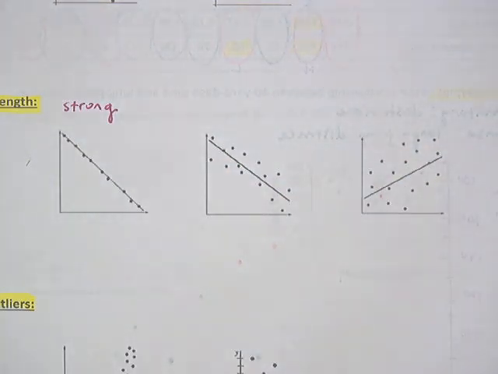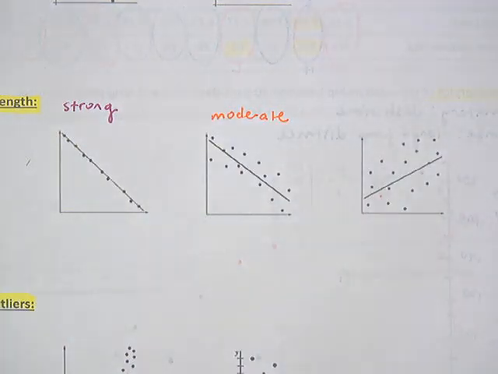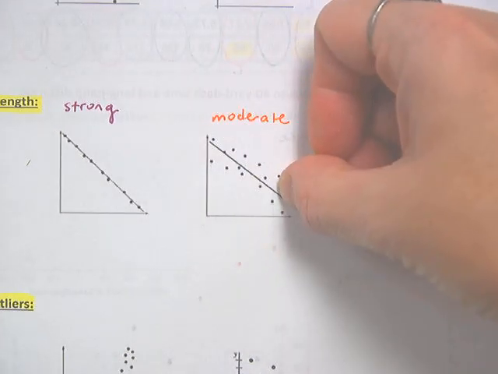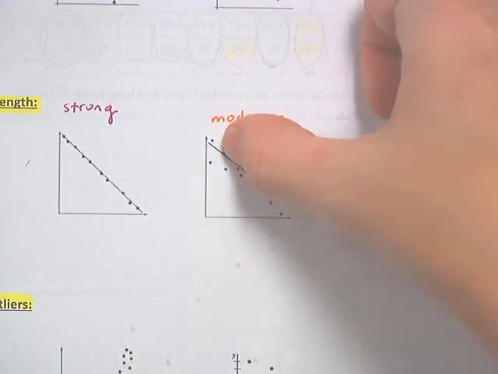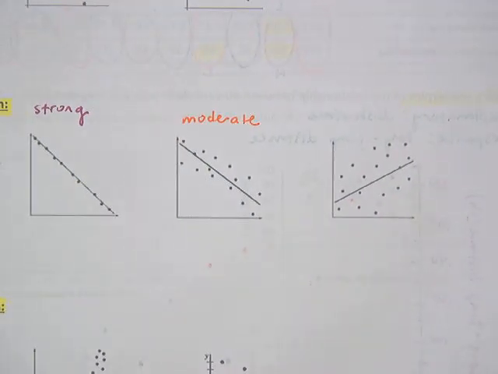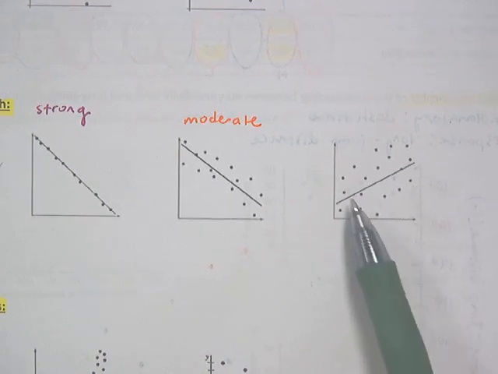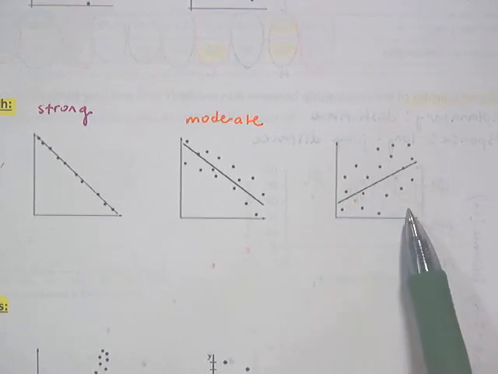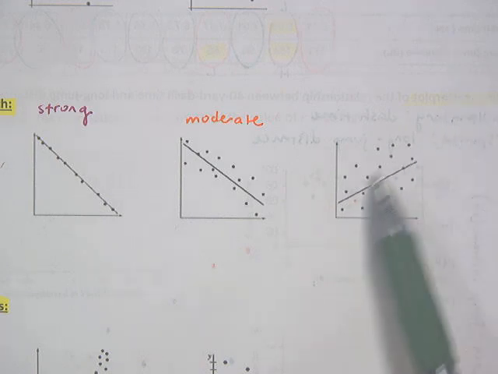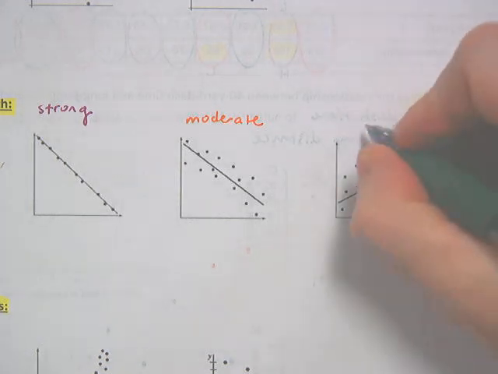This one's kind of somewhere in the middle, so we're going to call that moderate. Where you can clearly see that they still fall into a line, but they are a little bit more departed from where that linear regression line would be. And then be sure you understand that even though these seem really scattered, they are generally increasing and increasing and increasing. So there is a linear trend here, but it's just weak.